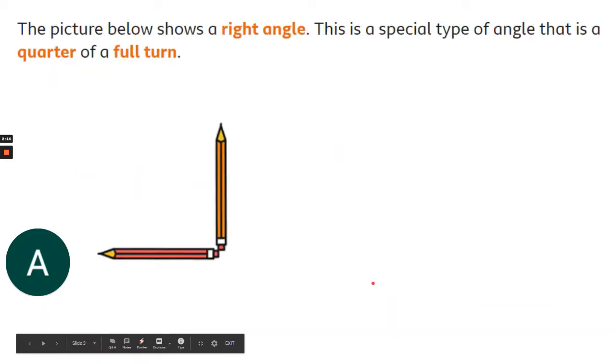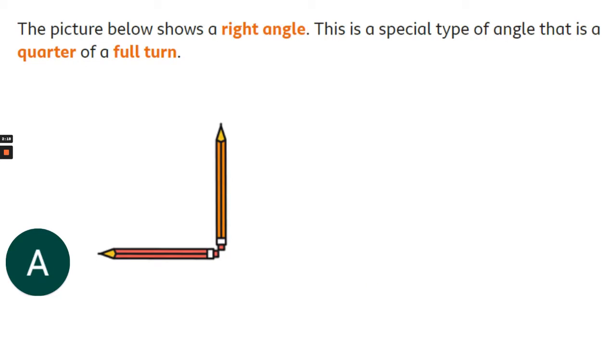The picture below shows a right angle. This is a special type of angle that is a quarter of a full turn. So here, there's my red pencil, and my yellow pencil is vertical. So we have a horizontal line and we have a vertical line, and in between there is a right angle.